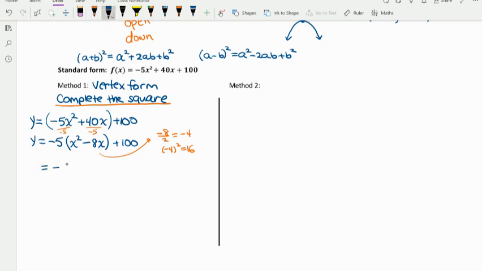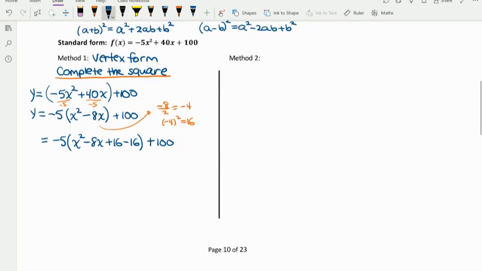So next step, negative 5 (x squared minus 8x). We're going to take 16, add 16 and subtract 16. If you add and subtract the same number, it has the same effect as adding 0, right? So it doesn't affect the whole meaning, but this gives us something to make a perfect square.